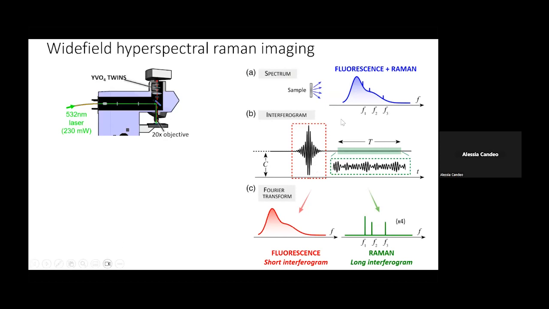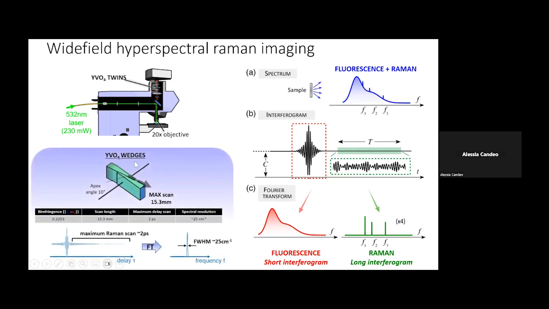And so if we selectively acquire short interferograms, we can favor the retrieval of fluorescence, while if we perform long interferograms, we favor the acquisition of Raman data. And to have a good Raman resolution, it was important to have very long interferometric scans. To this purpose, we had to change our crystals from alpha BBO to YVO crystals. So our wedges had to be changed.